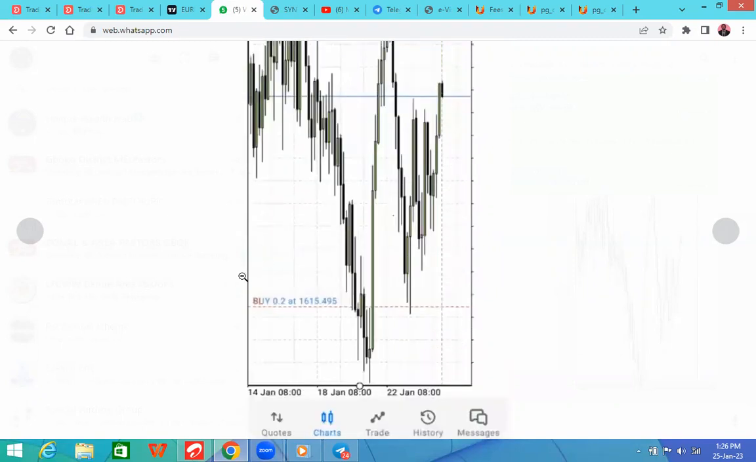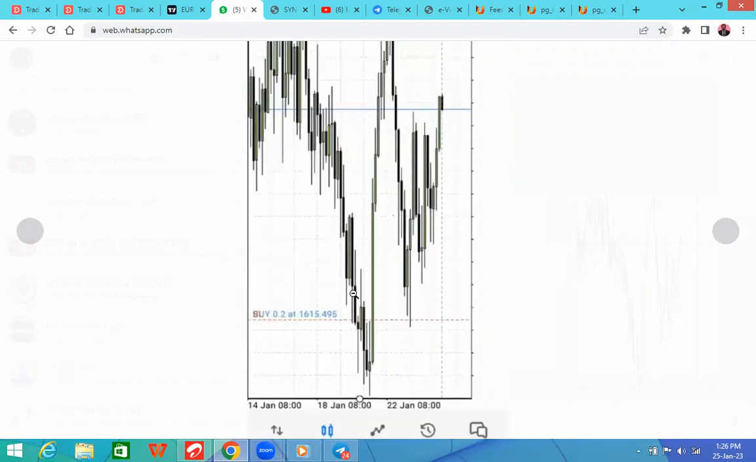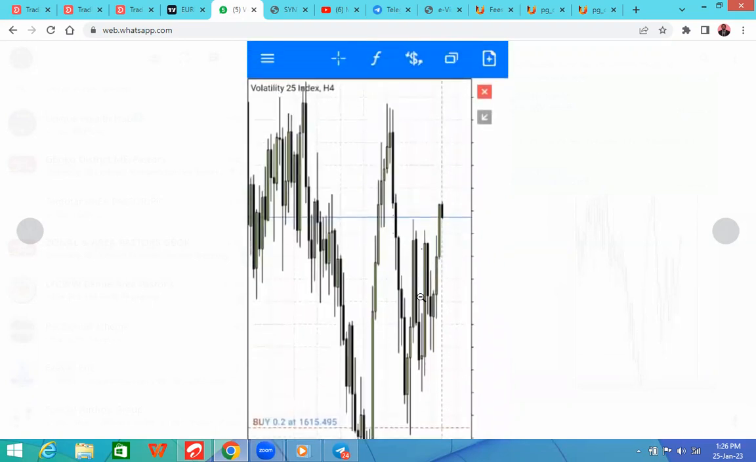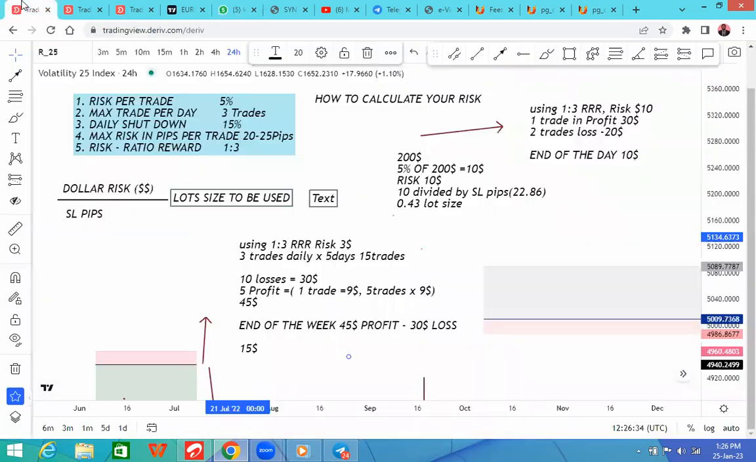These are the options: break even by moving stop loss to entry, or you just take partials at 1 to 3, and then you allow the trade to do whatever it likes. If it now goes to this place, you can now close the trade. This is trade management. You want to stick to this formula. If you don't stick to this formula, you're going to have problems.